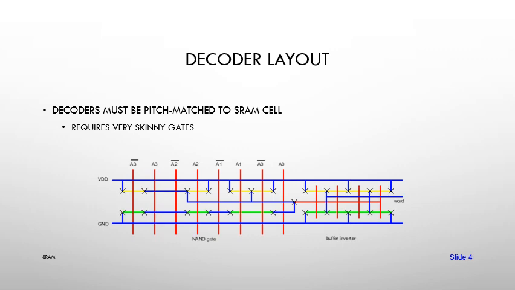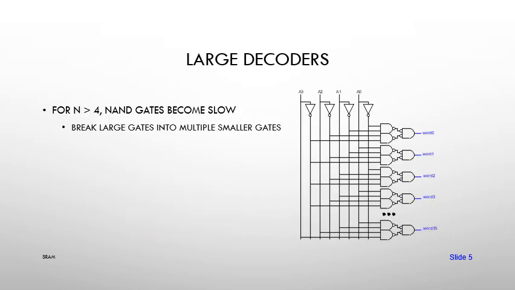After that, the decoder layout is shown here. Decoders must be bit-matched to the SRAM cell pitch, so very skinny gates are followed. That's why we are using this layout diagram here.